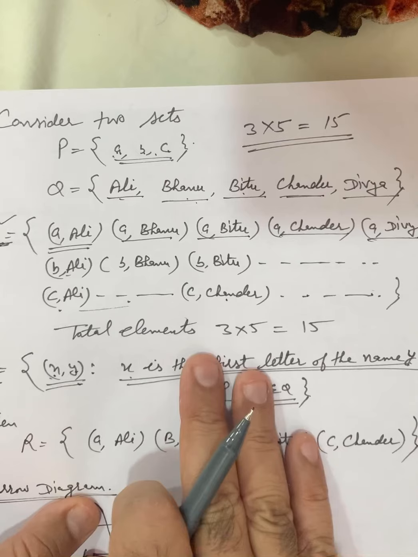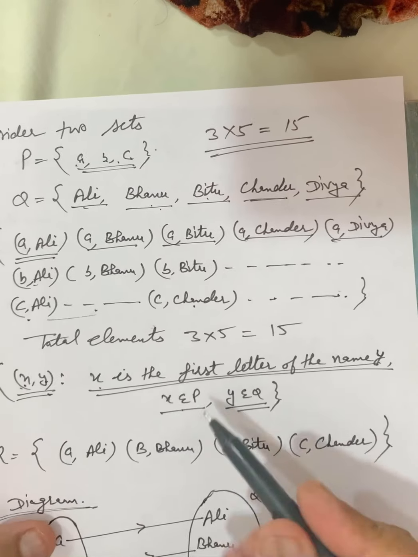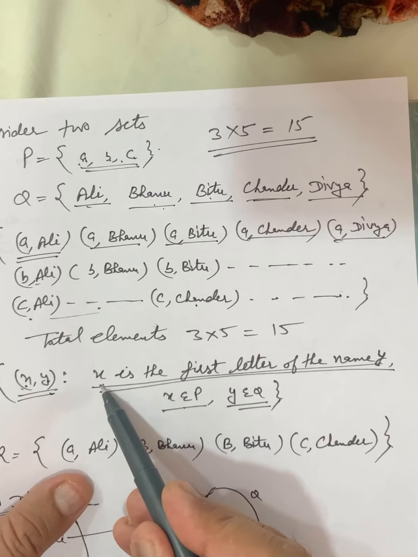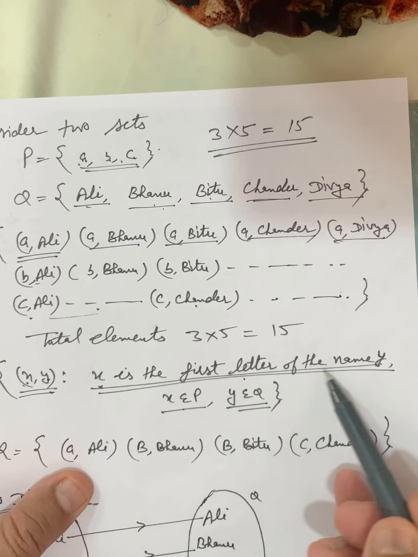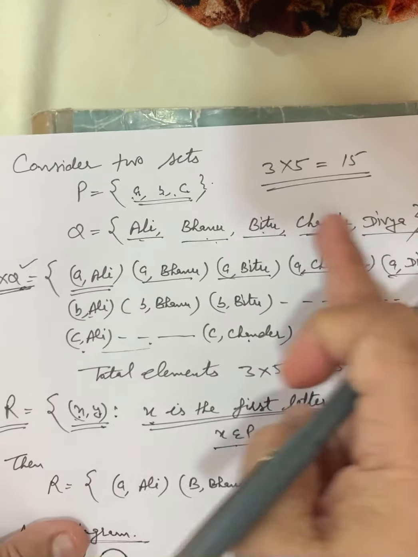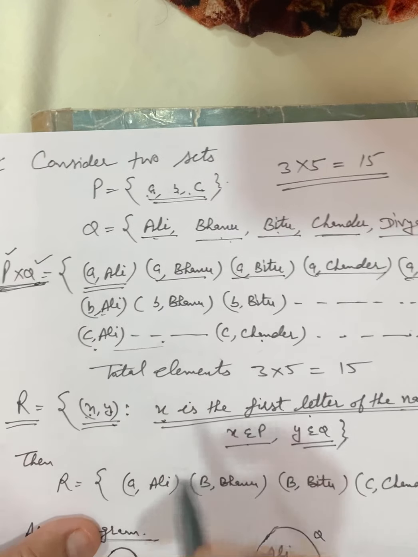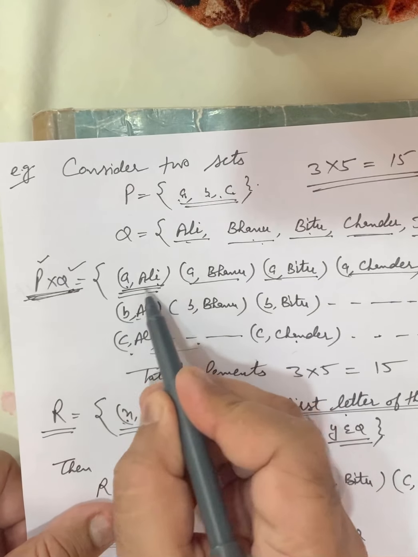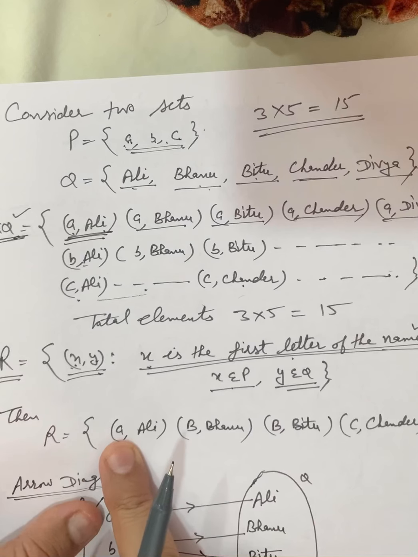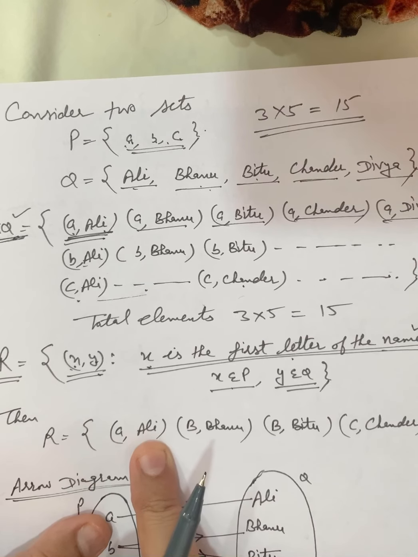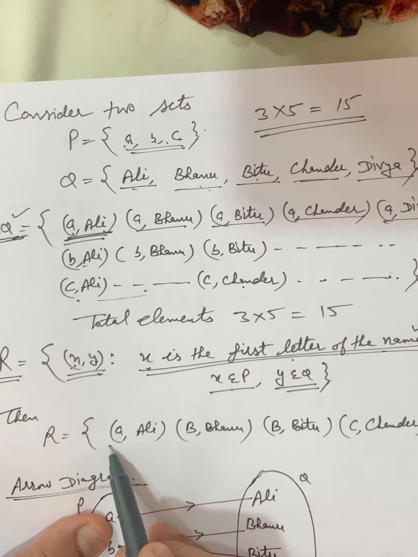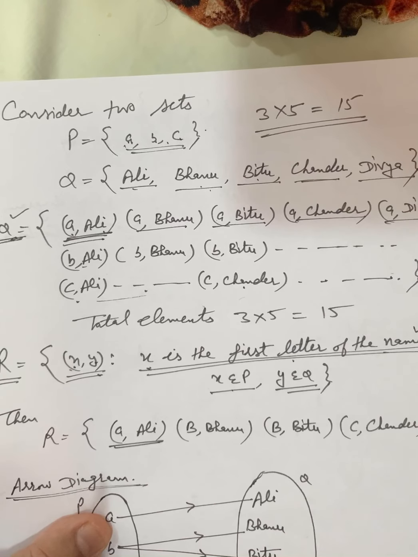Now you can convert this into roster form. So what is the meaning of this? You have to form the ordered pairs where x is the first letter of the name y. So there were 15 ordered pairs. The first is A Ali. So that will be in the relation. A is the first letter of the name Ali. So it will be A comma Ali.